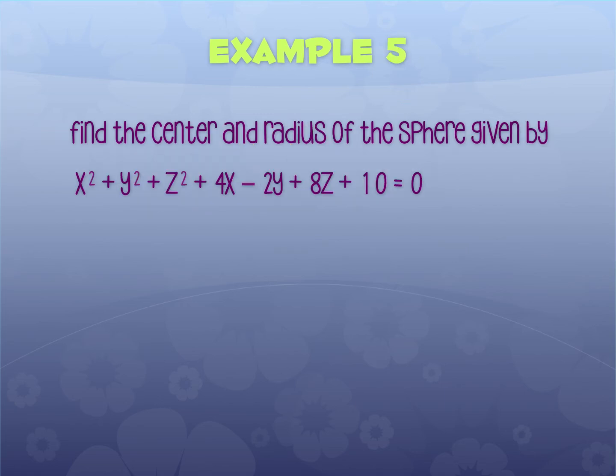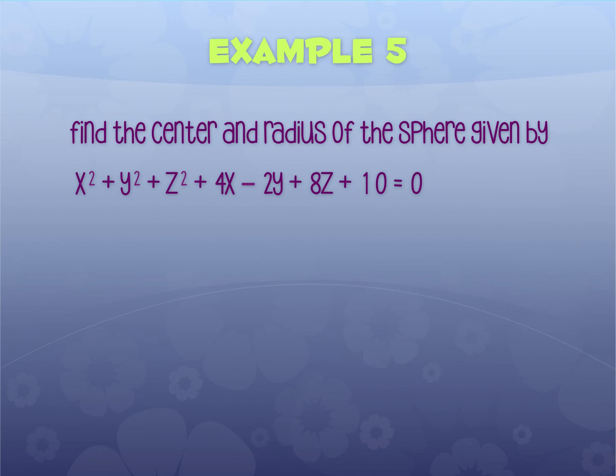Last thing is, the seniors, I think the juniors are going to see, and sophomores will get back to, completing the square. But this says find the center and the radius of the sphere given x² + y² + z² + 4x - 2y + 8z + 10 = 0. So we have to get this into standard form, which means we're going to complete the square for the x, the y, and the z.